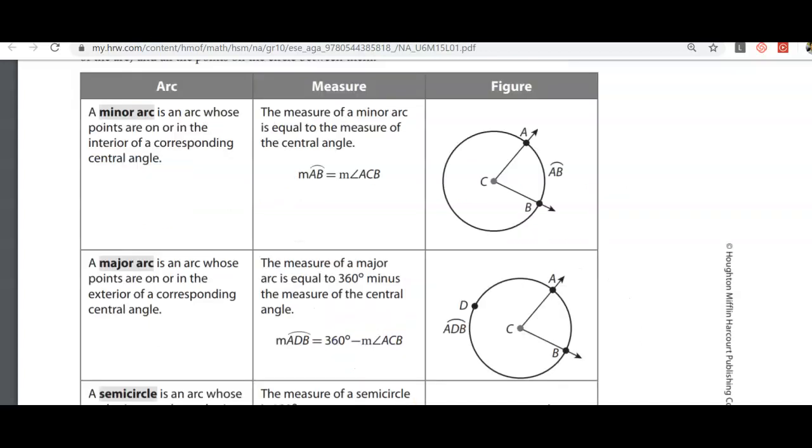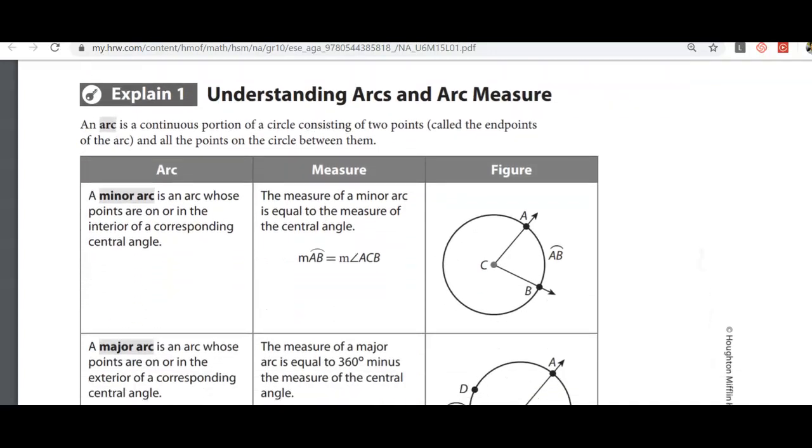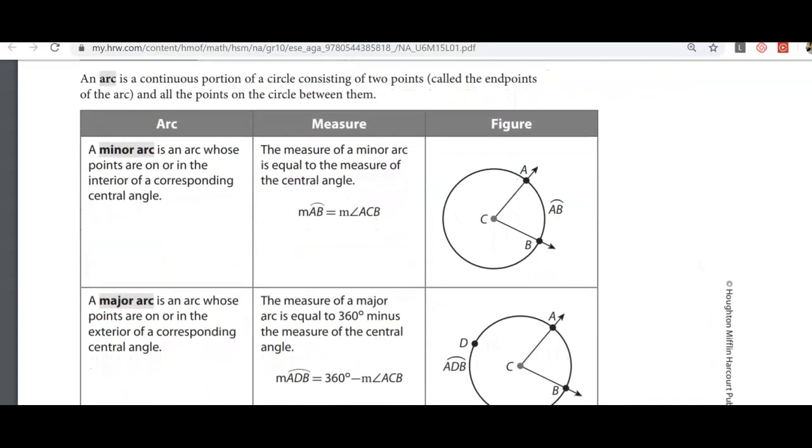I just scrolled down the page a little bit. A few things you need to know about understanding arcs. In general, a circle has 360 degrees. So we do know that. That's one thing you're going to need to know when you're trying to find angle measurements.